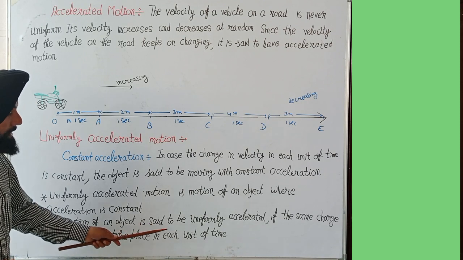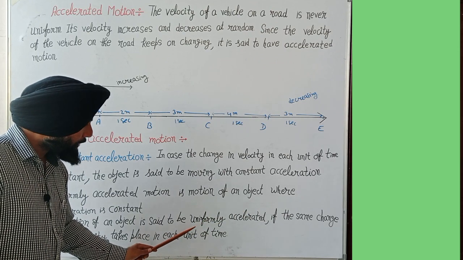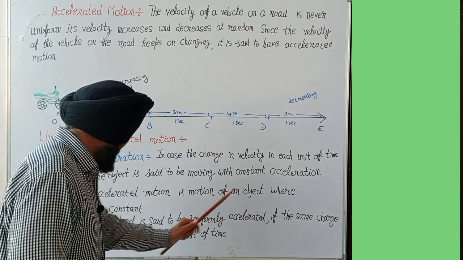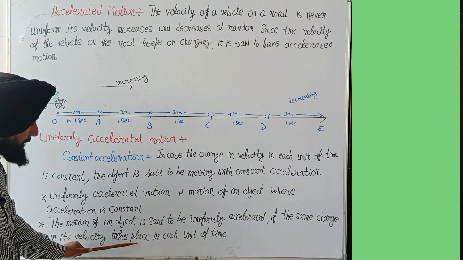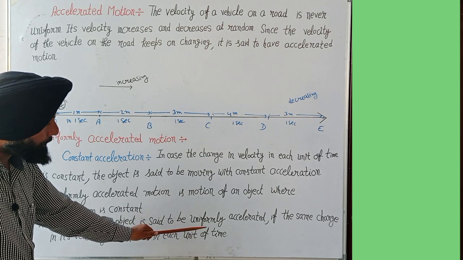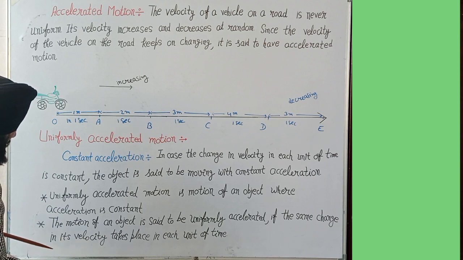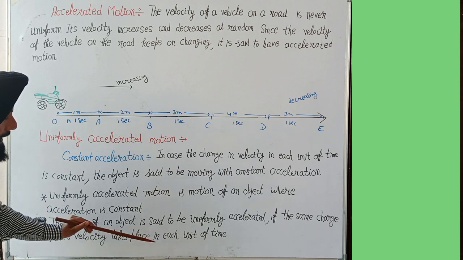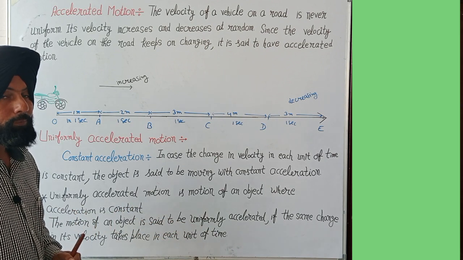Another definition: the motion of an object is said to be uniformly accelerated if the same change in its velocity takes place in each unit of time. Same change in its velocity takes place in each unit of time.